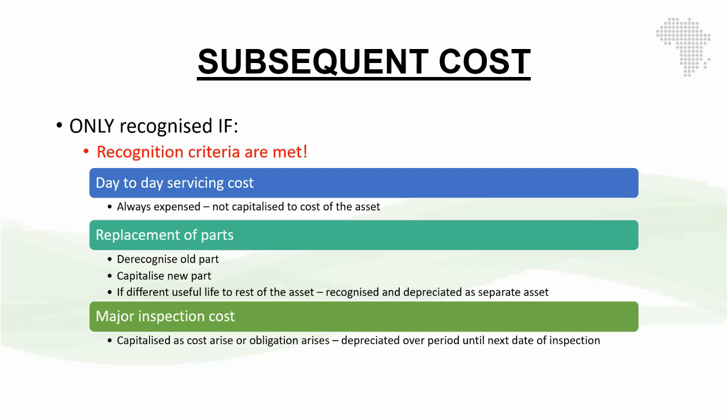Then there are three major things that IAS 16 looks at. It looks at day-to-day servicing costs. It looks at what happens if I need to replace a part of an asset during the life of the asset. And then what if I need to do major inspections in order for this asset to work? There is a difference between day-to-day servicing costs, just to service. Those costs, IAS 16 says, are expensed to the statement of profit and loss. You do not put those as part of the cost of the asset. You will not capitalize those.